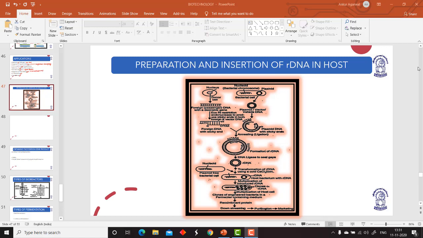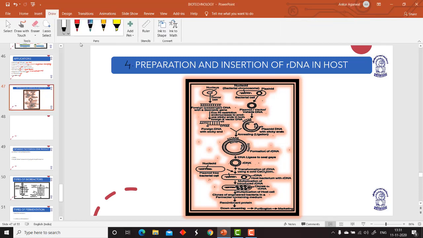I will be taking the zoology part, that is animal science. My dear students, in the last lecture, we have learned about the polymerase chain reaction and the applications of polymerase chain reaction. And now we are going to continue with the same topic. The fourth point which we have to consider is preparation and insertion of rDNA in the host.